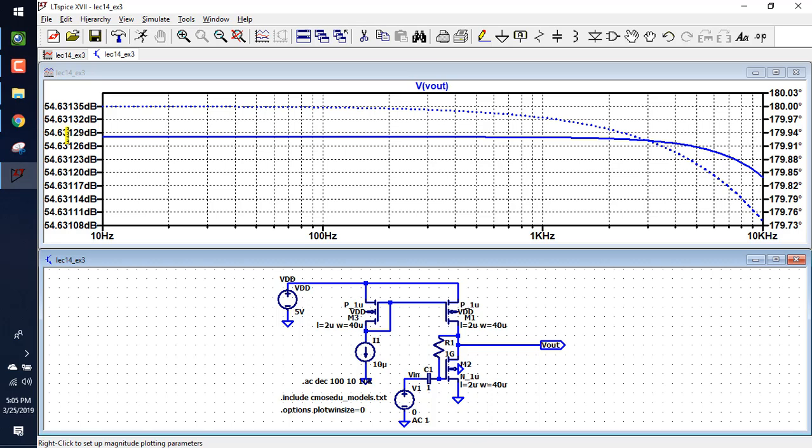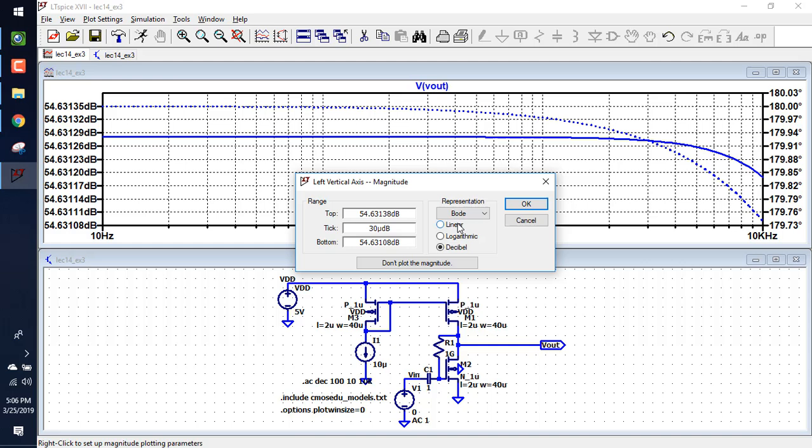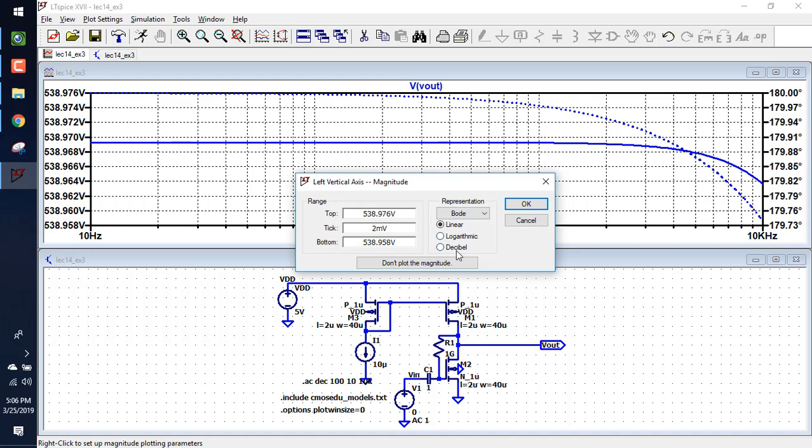So how do I show, does anybody not follow this? No, you don't follow? So this is blue as V out, and it's 54 dB, which if I right click here, I can put it in linear and show it as 538, or I can go back to dB.